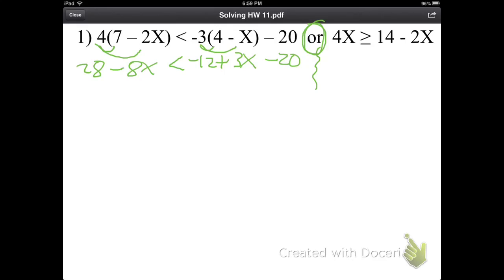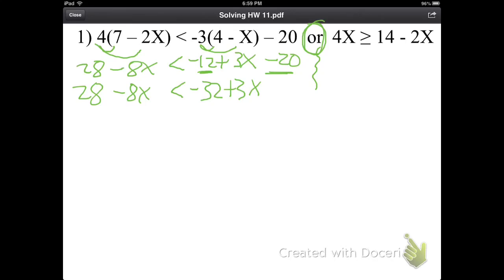So if you look at the left side, we got a term with an x and a term with no x. We can't combine those. We'll just leave them there. Let's look at the right side. We have negative 12 plus 3x and minus 20. The 12 and the 20 can combine to make a new number. So let's rewrite that. What's negative 12 minus 20? That's negative 32, by the way. If you want to count it out on your fingers, you can, or use your calculator. It's negative 32.